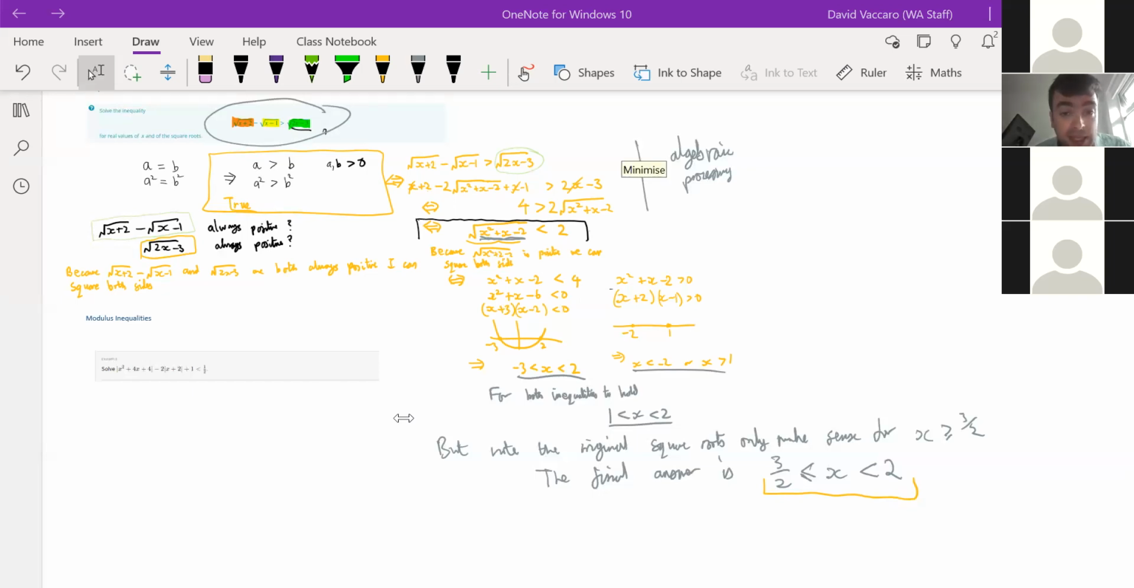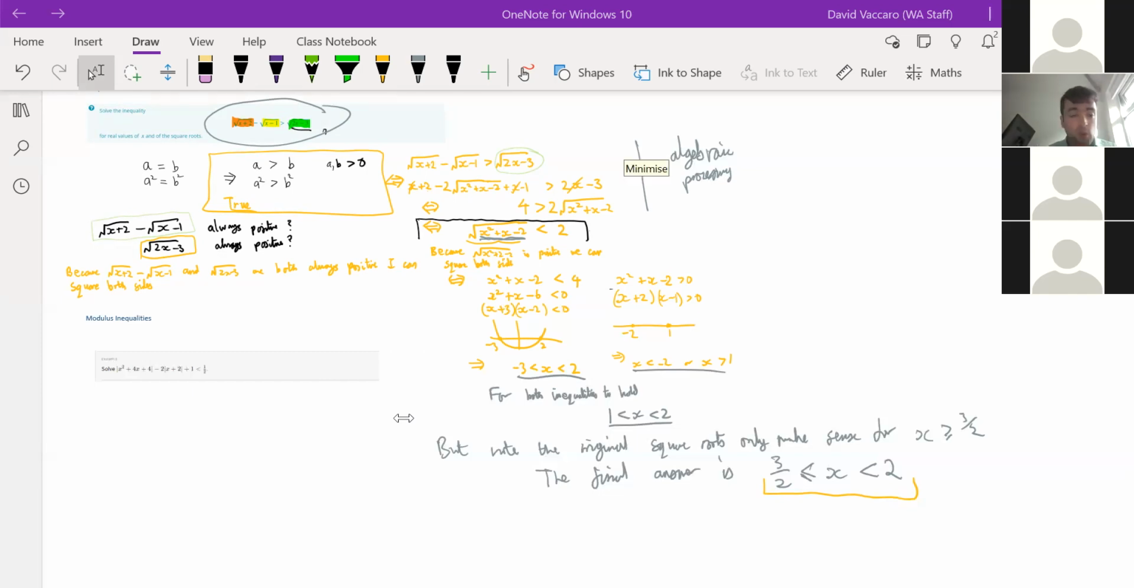And I think this is the reason why inequalities are harder than equations. In equations, you can afford to be a little bit sloppy and just always do the same operation to both sides of an equation. With an inequality, you have to be a little bit more careful about whether you can square both sides or things like that.